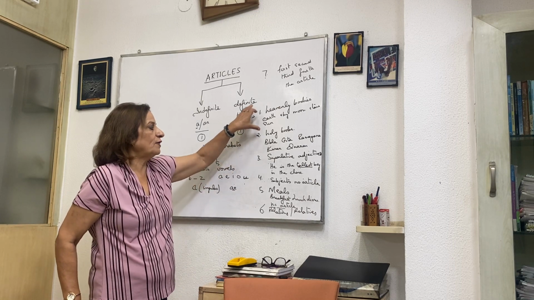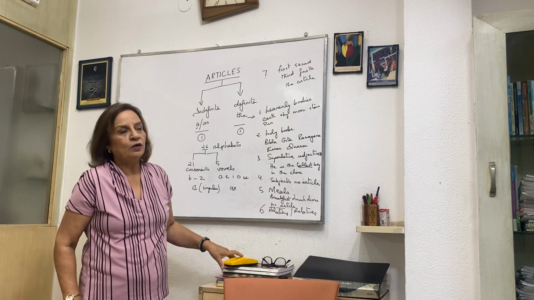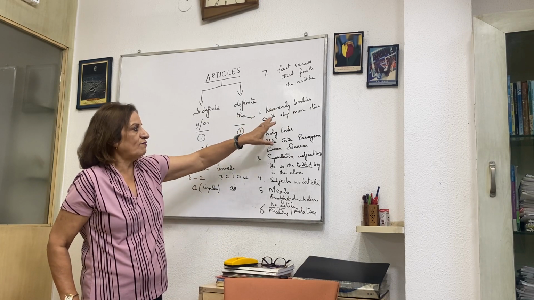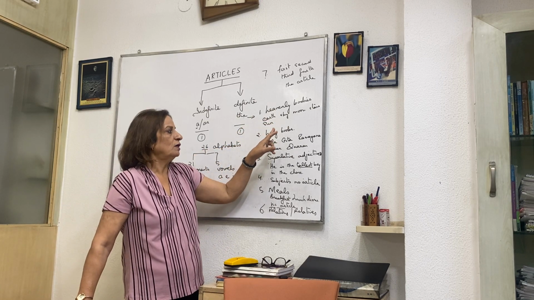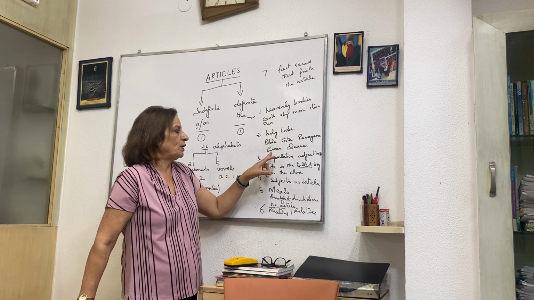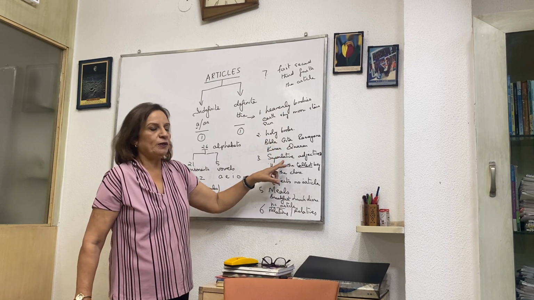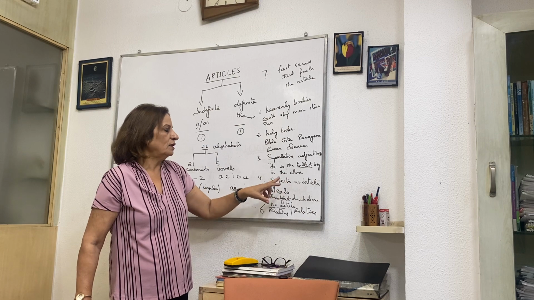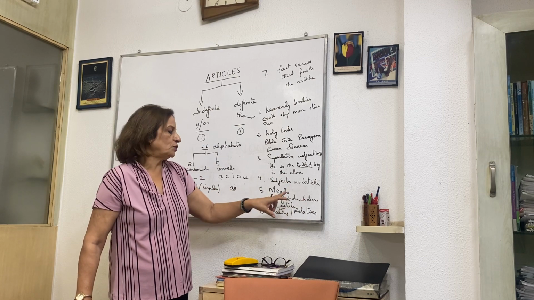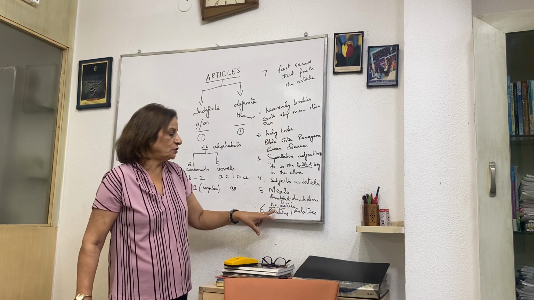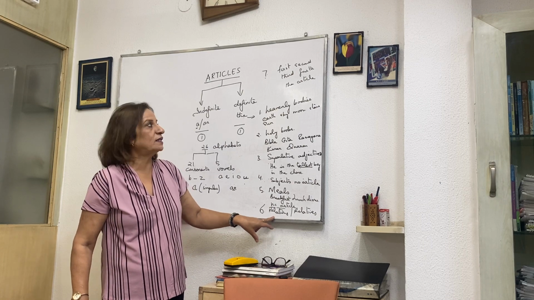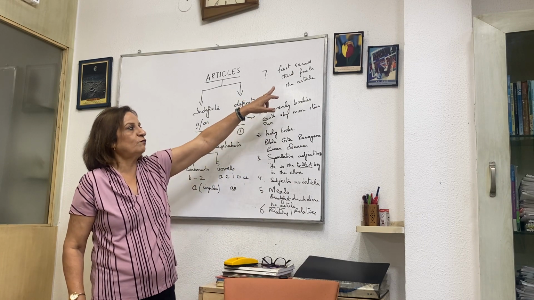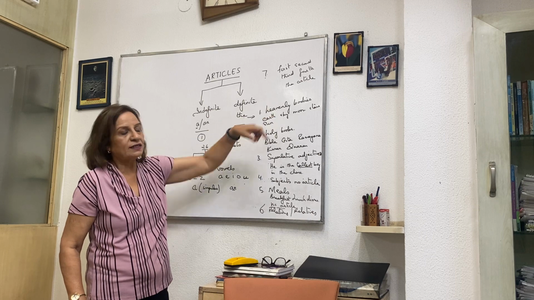Definite article, there are some rules that we have to follow. Like we are talking about heavenly bodies, we have to use the. We are talking about holy books, we use the. Superlative adjectives, we use the. Subjects, no article is used. With meals, no article is used. Relatives, no article is used. First, second, third, fourth numbers, the article is used.